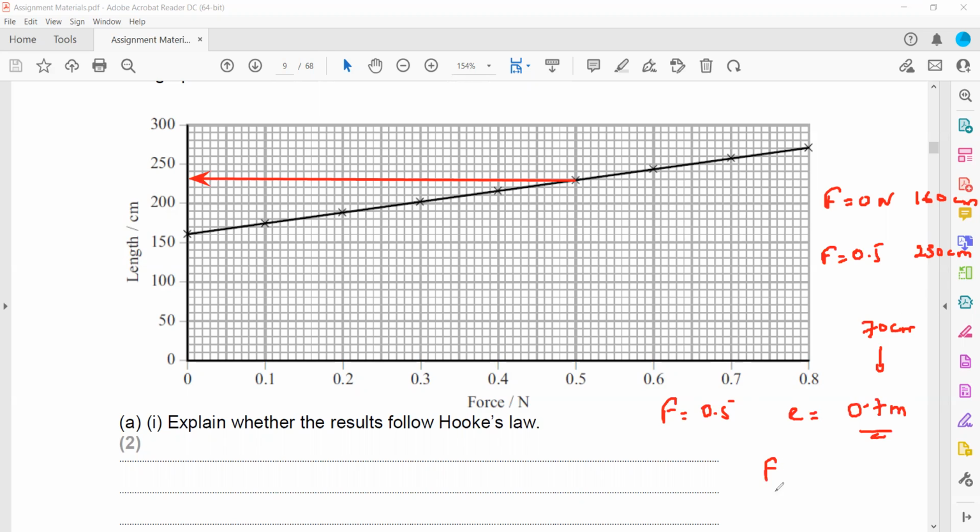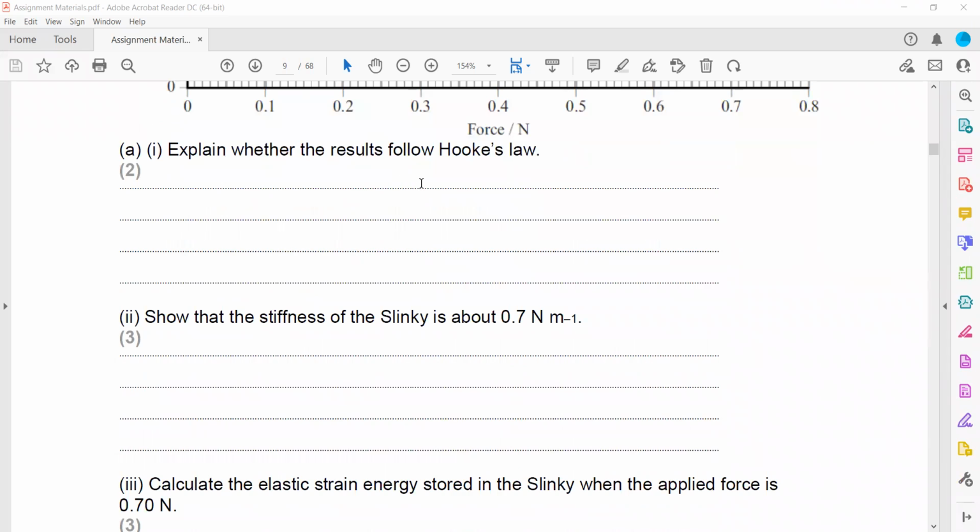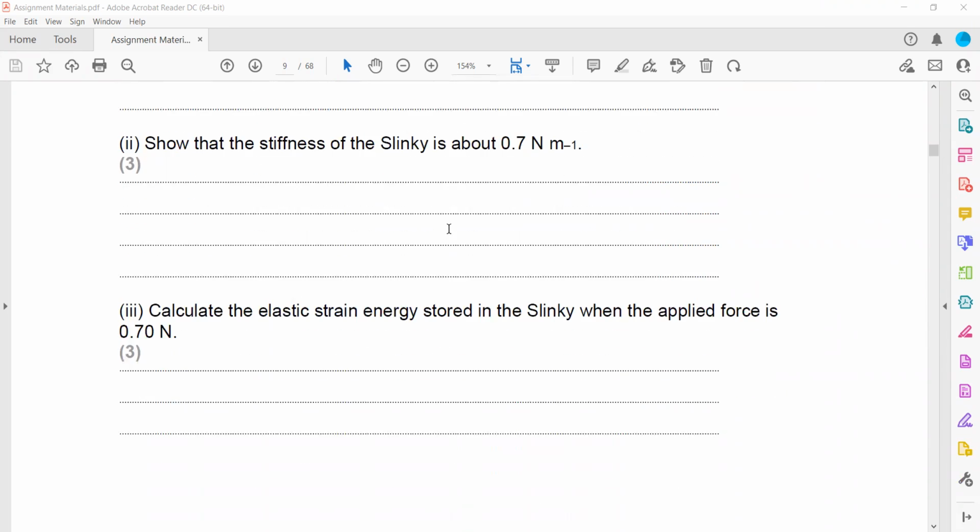So stiffness is force divided by extension, K, stiffness, so 0.5 divided by 0.7. So 0.5 divided by 0.7 will give us 0.71 Newton per meter. So that was the question itself, that we have to show that the stiffness of the spring is about 0.7 Newton per meter.